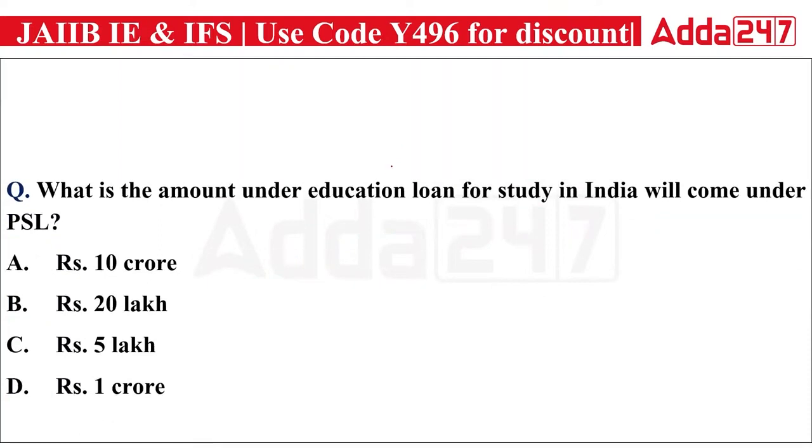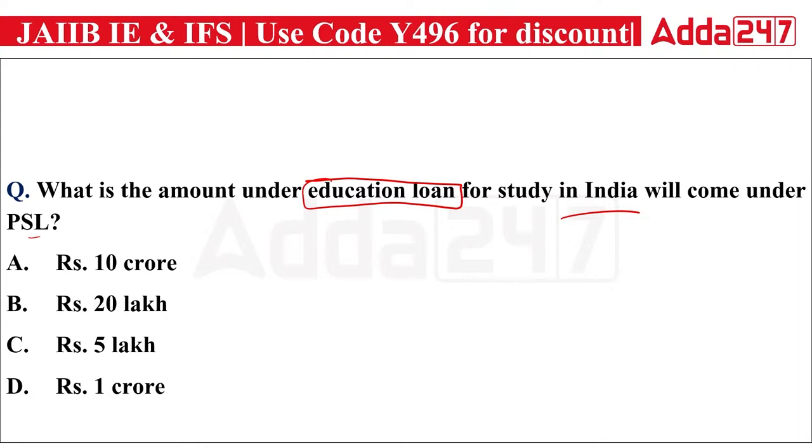What is the amount under education loan for study in India that will come under the PSL? PSL stands for priority sector lending. So the amount under education loan for study in India will come under the PSL. Is it 10 crore, 20 lakh, 5 lakh, or 1 crore? Which of the following is correct?